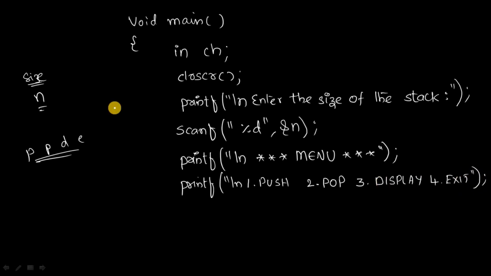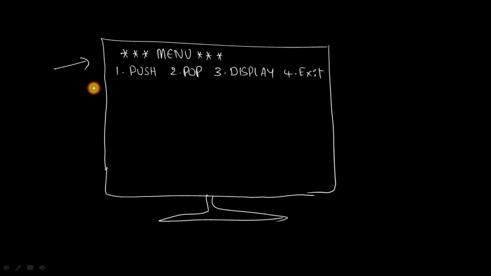Fourth one is exit. Because of that, the user will get the menu like this: first the menu, followed by the operations. By seeing this, whatever operation he wants to perform, he can do it. For example, if you want to enter one element or add an element to the stack, he can choose 1. Or else if you want to delete an element, he can choose the number 2. And if you want to display, he can choose 3, right? So for that reason, we are giving the menu to the user like this.